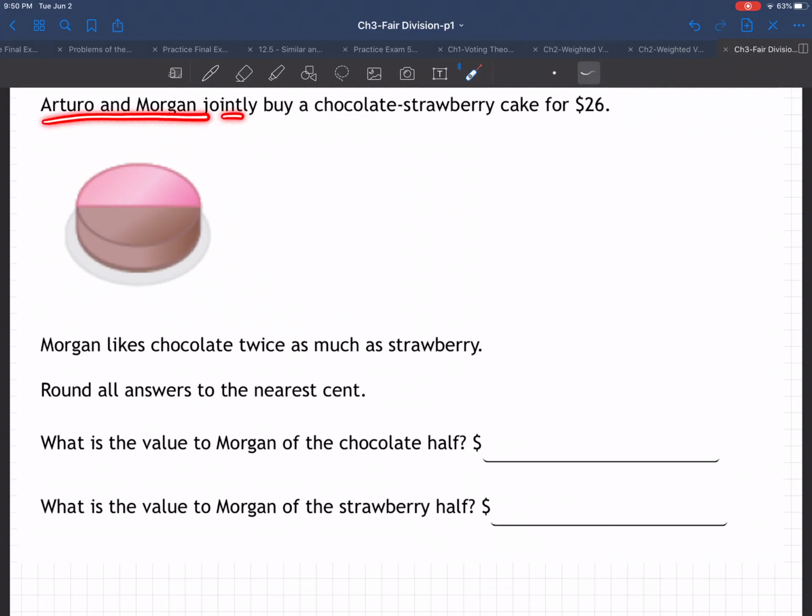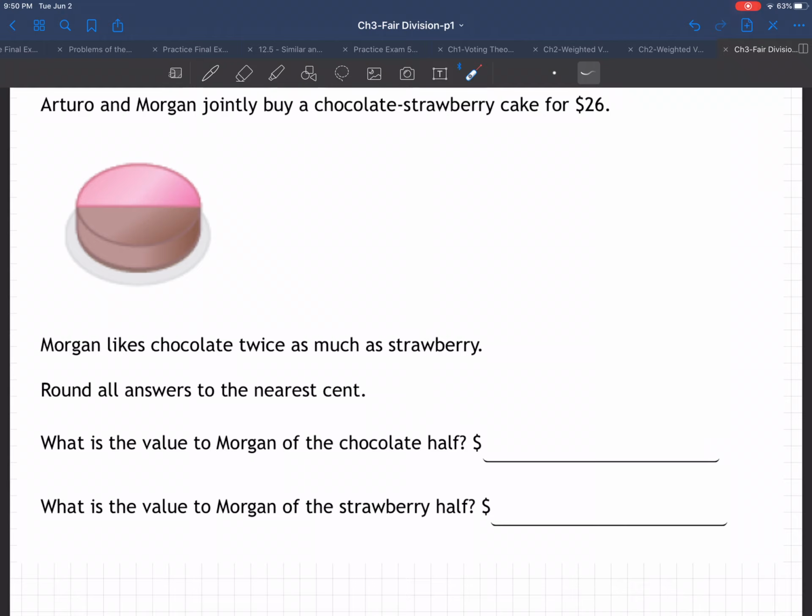Arturo and Morgan jointly buy a chocolate strawberry cake for $26. So there's our cake. Chocolate and strawberry, half and half. Morgan likes chocolate twice as much as strawberry. Round all answers to the nearest cent. What is the value to Morgan of the chocolate half? What is the value to Morgan of the strawberry half?